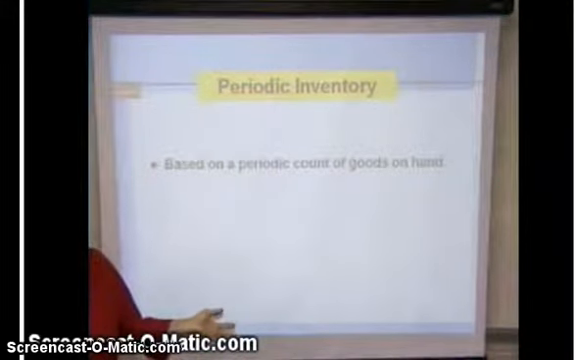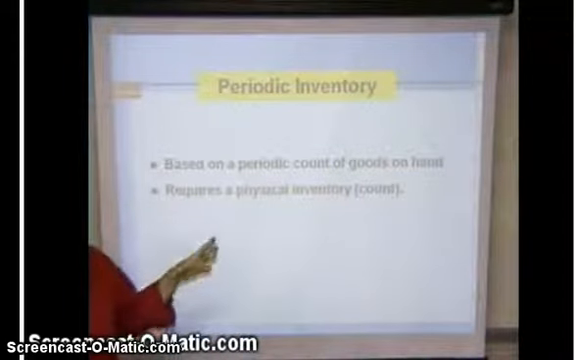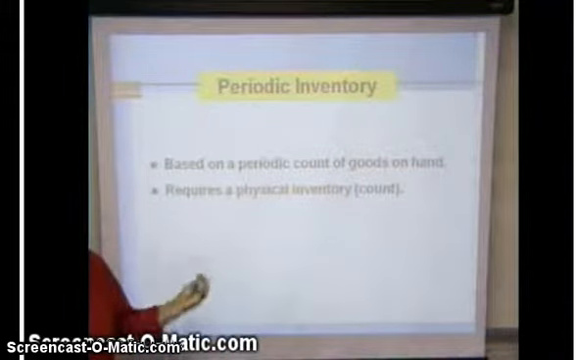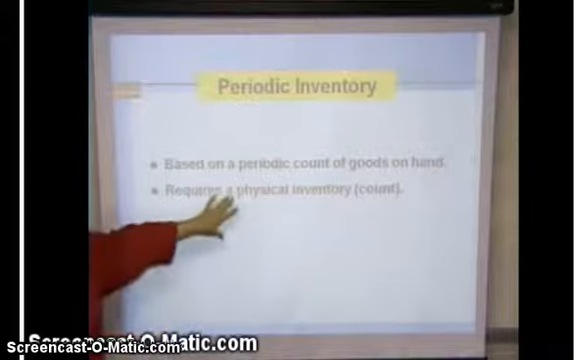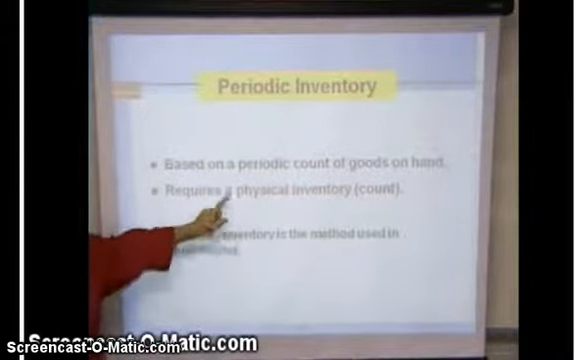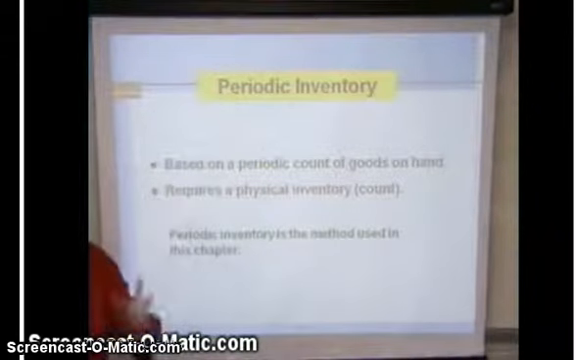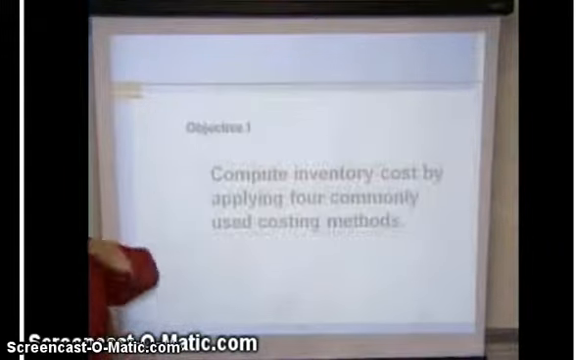Inventory is a very valuable asset, and it can walk away sometimes, right? And so we want to know what's going on with our inventory. So we count. And periodic is what we're going to be basically using in this chapter. So we're going to say that at the end of the month, they go out and count.